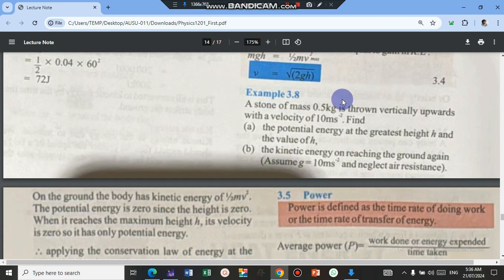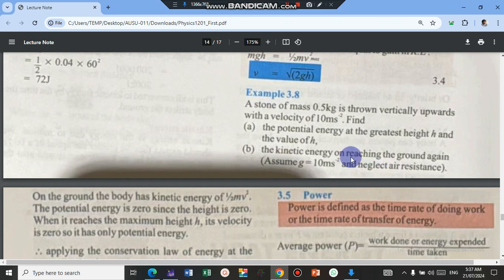Okay, we will begin by looking at example 3.8. A stone of mass 0.5 kilogram is thrown vertically upwards with a velocity of 10 meters per second. Find A, the potential energy at the greatest height h and the value of h. B, we should find the kinetic energy on reaching the ground. Again, assume g equals 10 meters per second squared and neglect air resistance.